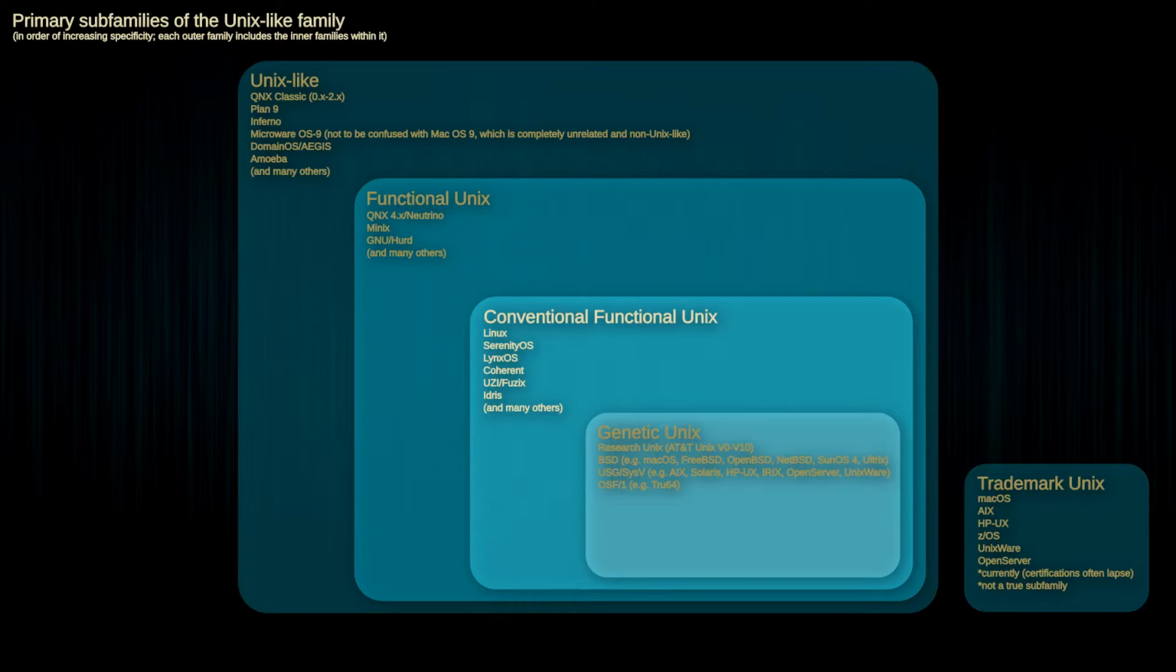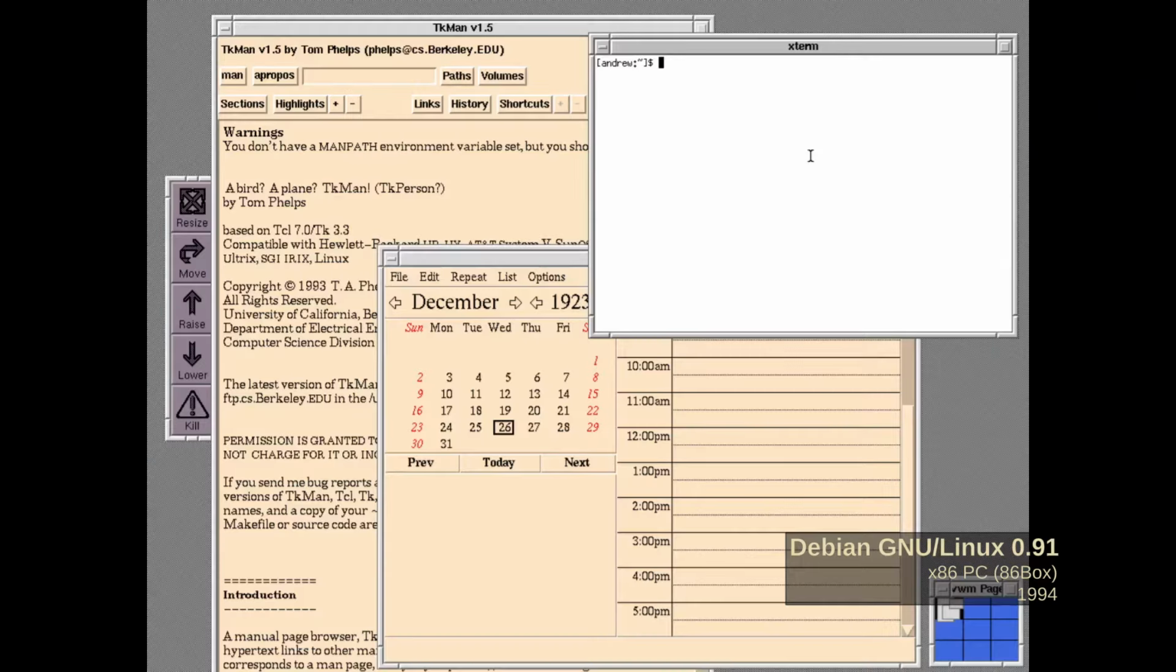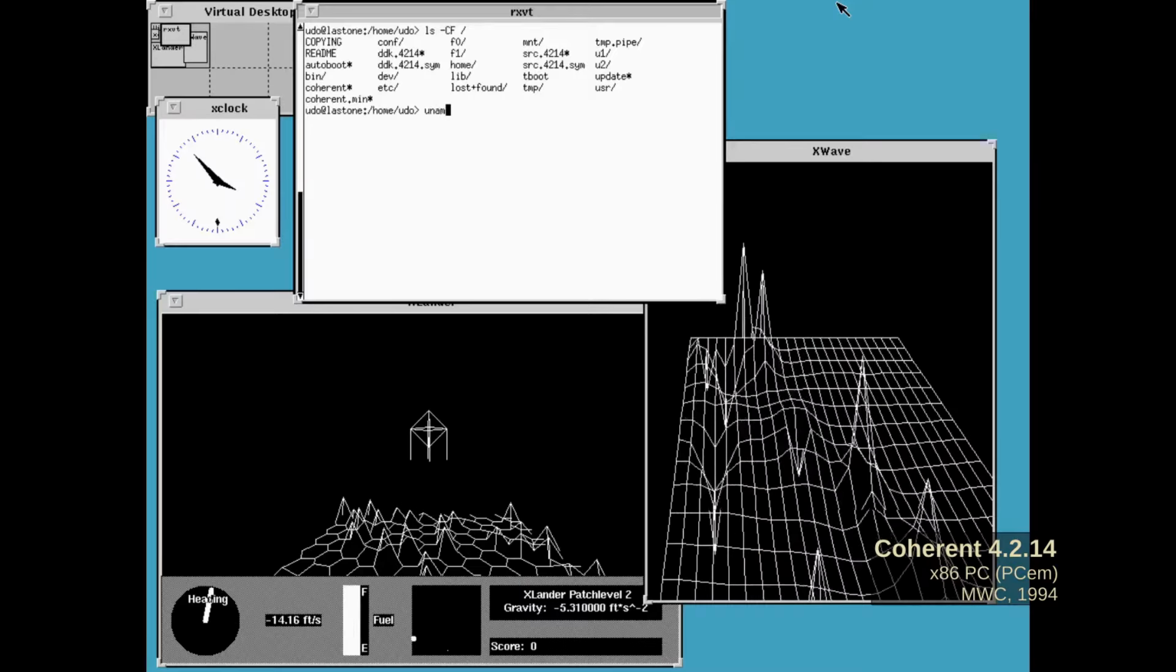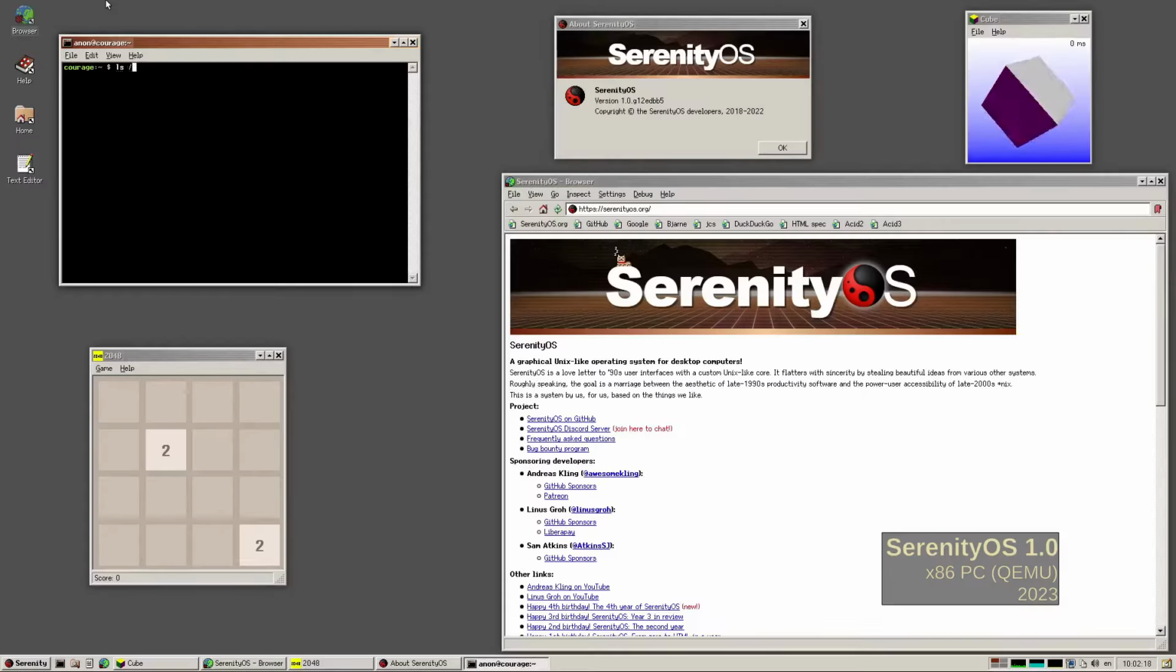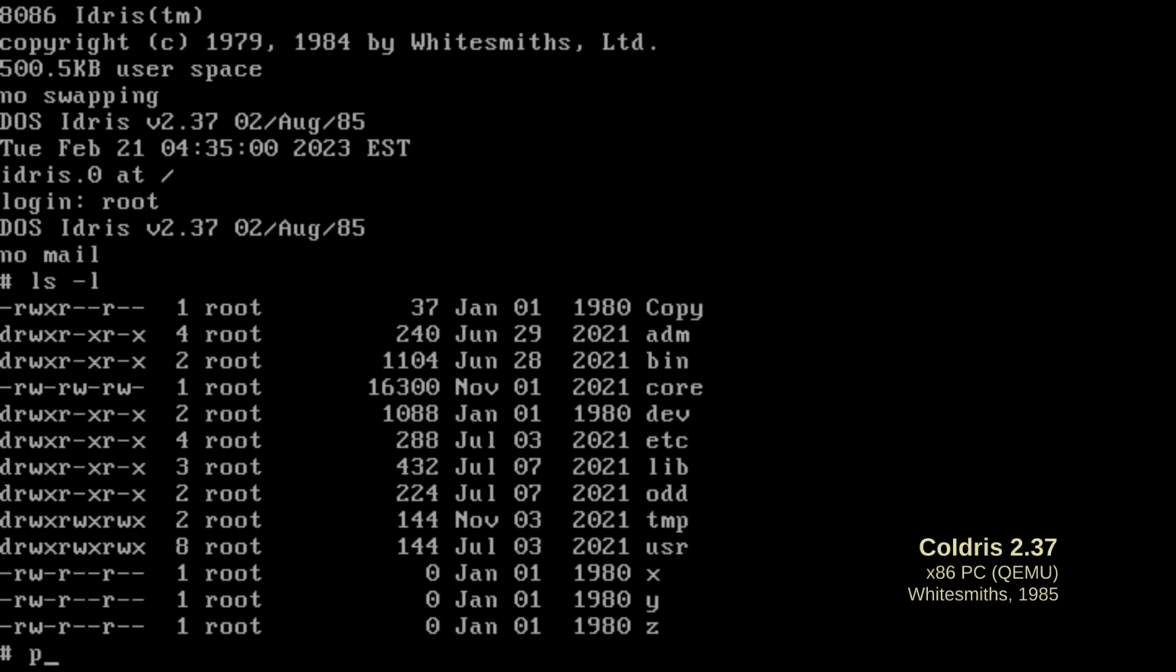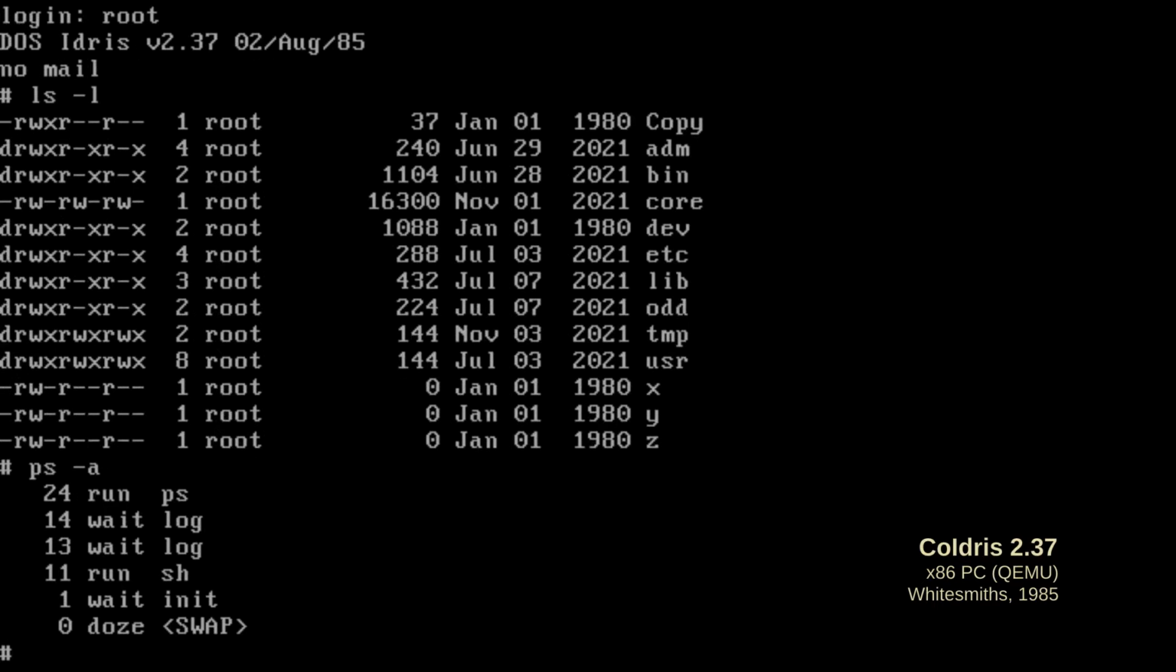Moving outwards, the next subfamily of Unix-like OSes is conventional functional Unix. This includes generic Unix as well as all OSs that don't include generic Unix code but have directly cloned its architecture. The most well-known example of such a system by far is Linux, but there have been quite a few others, such as Coherent, LynxOS, and SerenityOS. The first such cloned Unix of which I'm aware is Idris from the mid-70s.